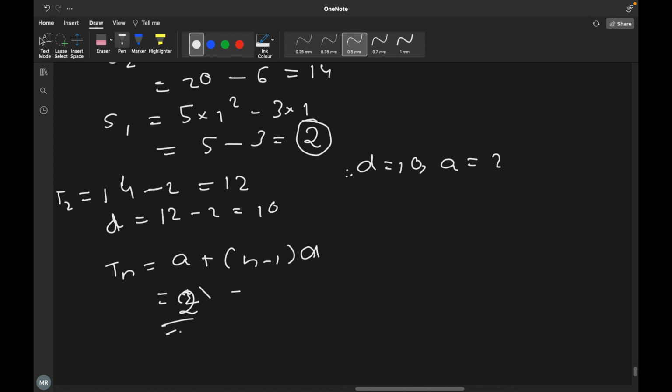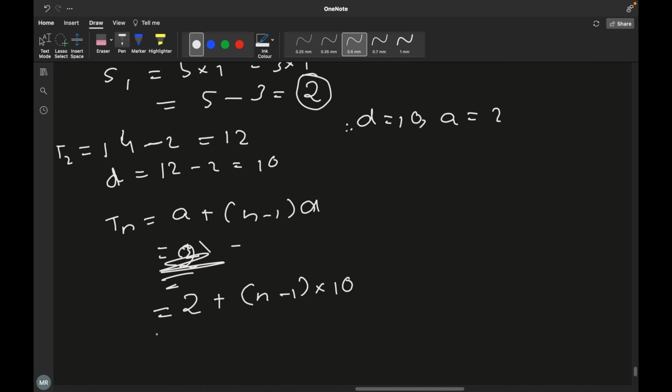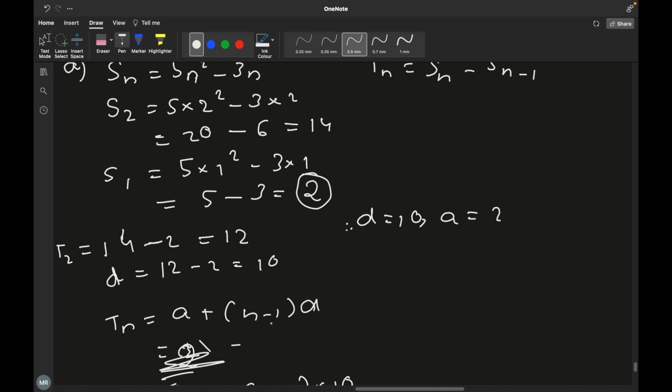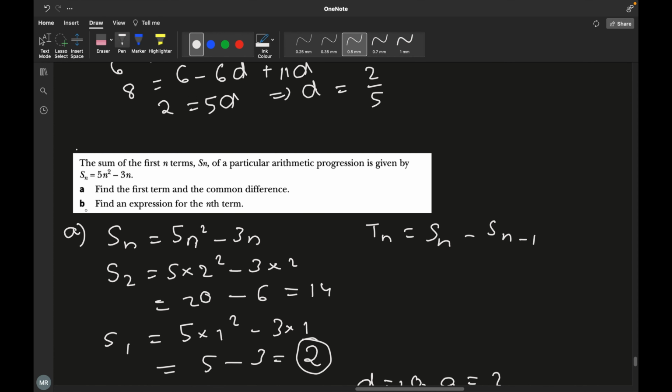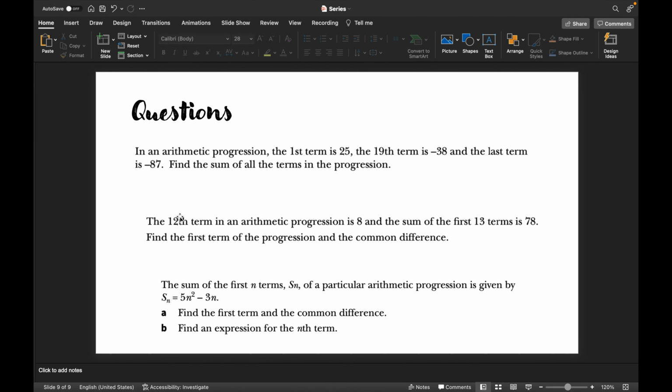A is 2 plus n minus 1 into 10. We can write this as 2 plus 10n minus 10. We get minus 8 plus 10n. So this is our final answer for part B. And with that, we're done with this topic.